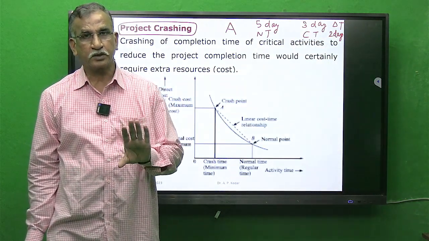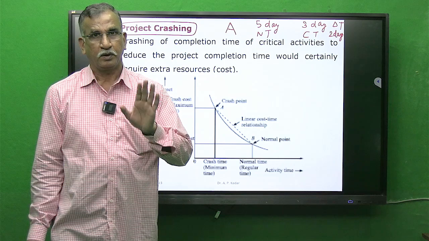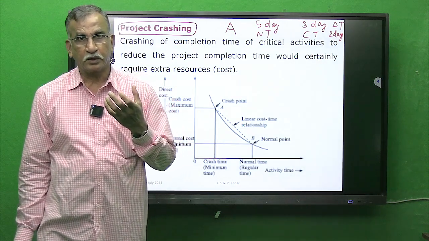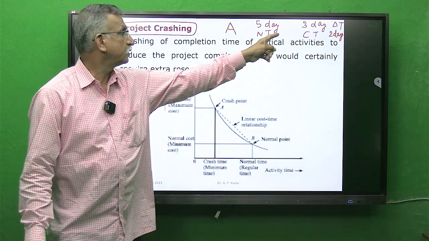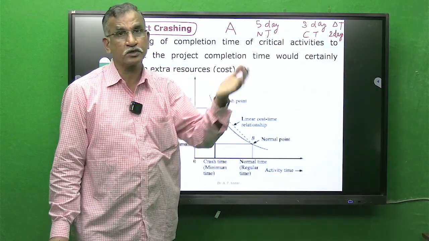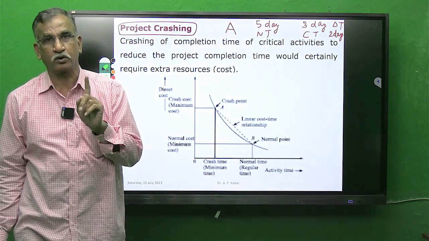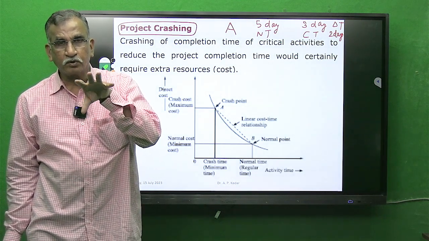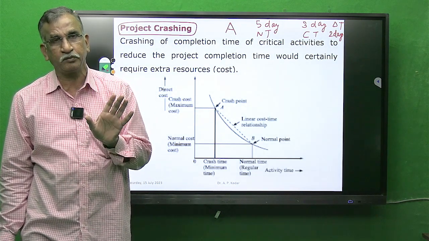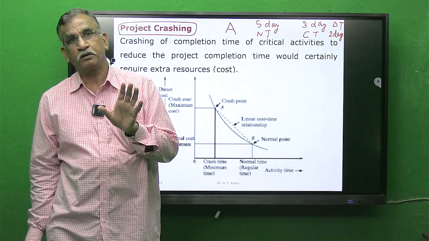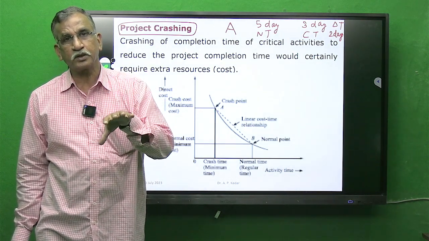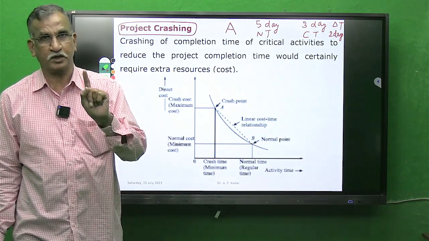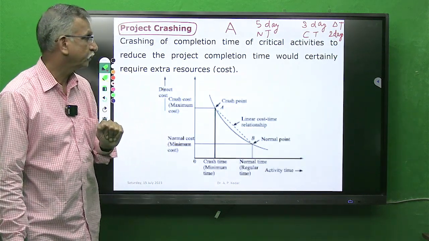There is a misunderstanding amongst students. I will make it clear at this point. They interpret crash time as the duration by which the activity can be crashed. It is wrong. Crash time is the amount of time required to perform that activity, and the duration by which it can be crashed is the difference between normal time and crash time. You have to keep that in mind.